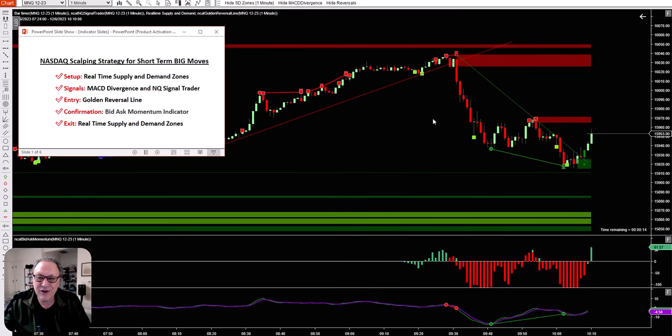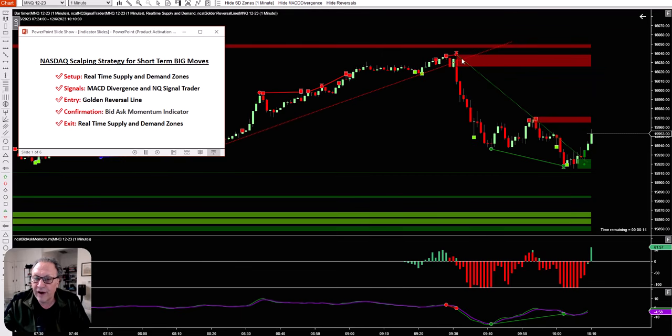So here's the way the strategy lays out. For our setup, we're going to look for our trades right at the edges of our real-time supply and demand zones. Those are these zones here. And then for our signals, we're going to look at two different indicators, taking signals from either of them. The MACD divergence indicator, those are these signals here. Here are some. Or the NQ signal trader, okay? Those are these signals.